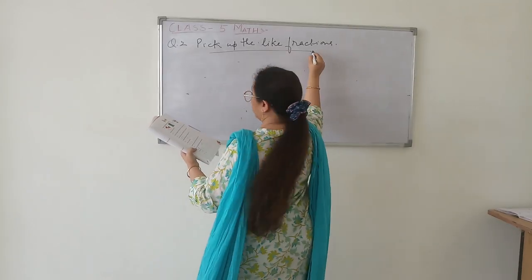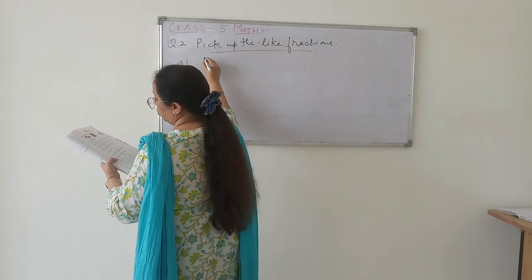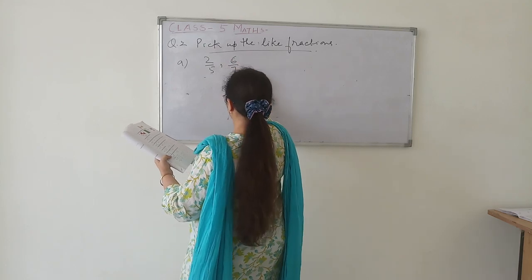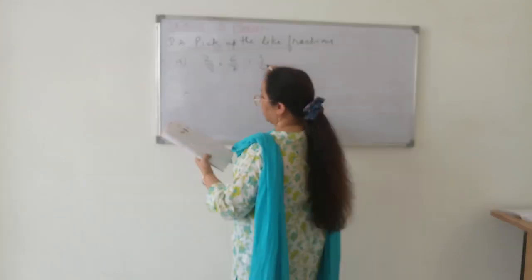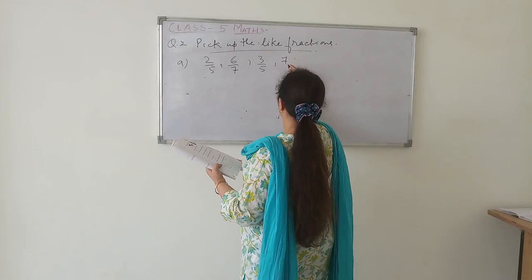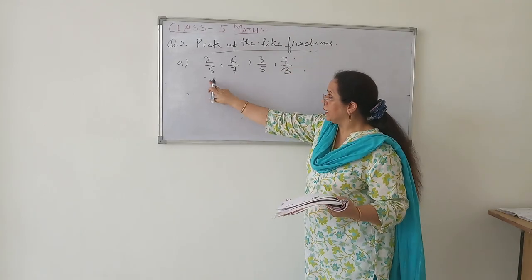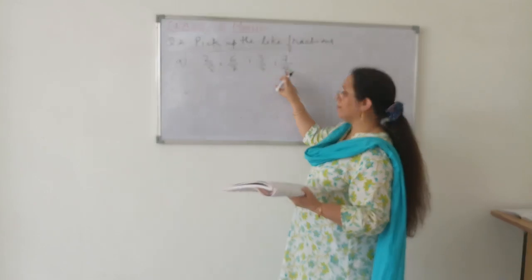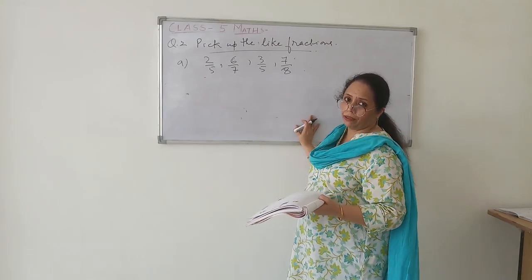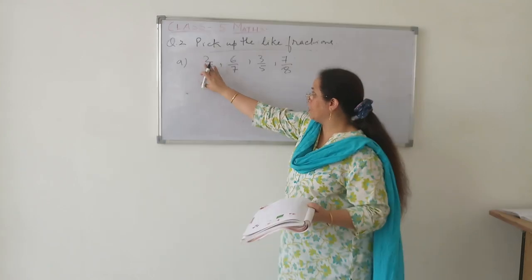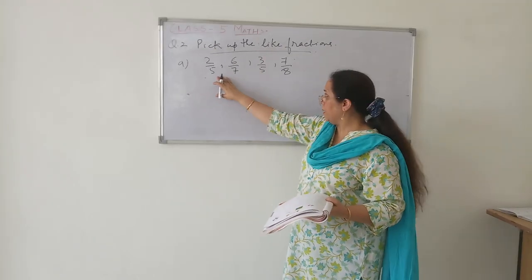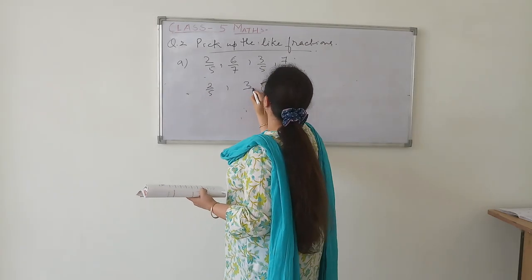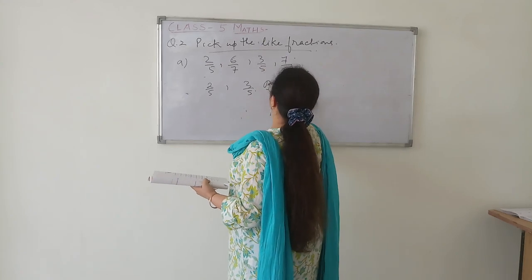In this question, the fractions are written here: 2 upon 5, 6 upon 7, 3 upon 5 and 7 upon 8. In this we will see the like fractions. Here we will see all the denominators. If the denominators are same, then those fractions will be the like fractions. In this you can see that 2 upon 5 and 3 upon 5 have the same denominator. So the like fractions are 2 upon 5 and 3 upon 5. This will be your answer.